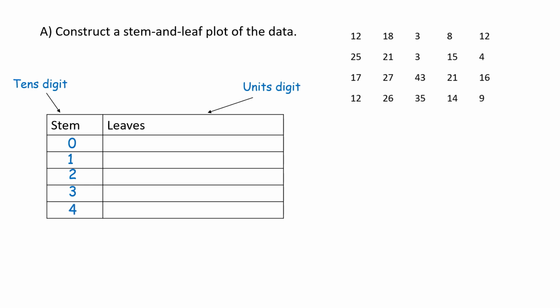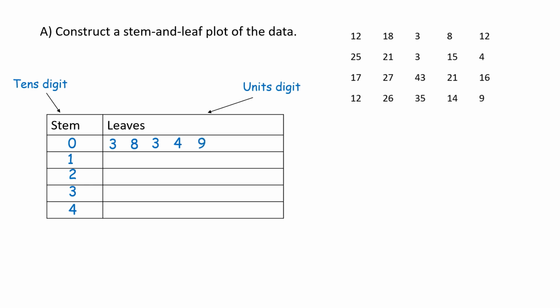For the leaves, just write down the numbers as you see them for each correct stem. Reading on the table, for the 0 stem, I see a 3, an 8. In the second row, I see a 3, and then a 4. On the third row, I see none, and on the last row, I see a 9 miles.